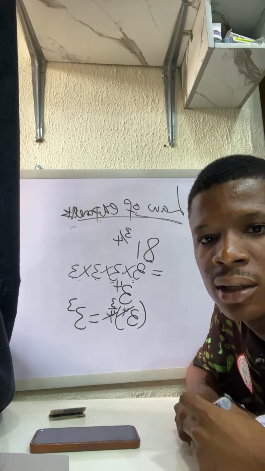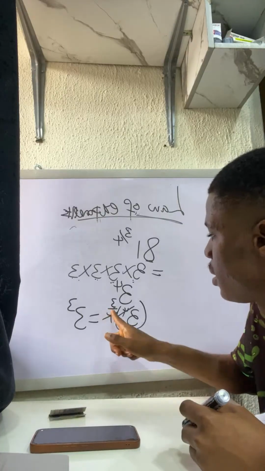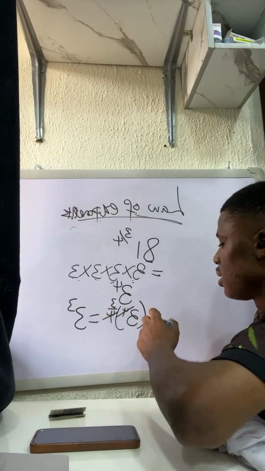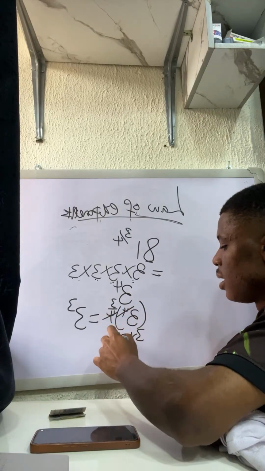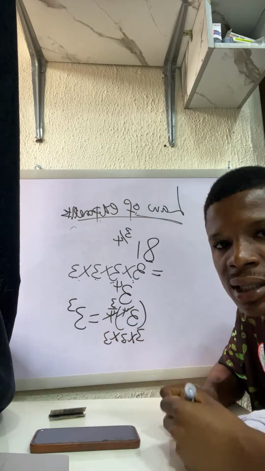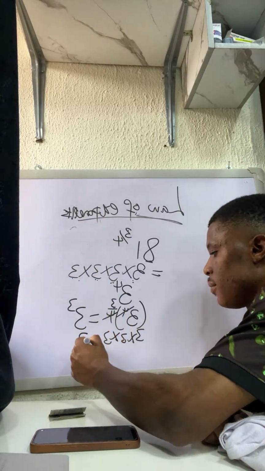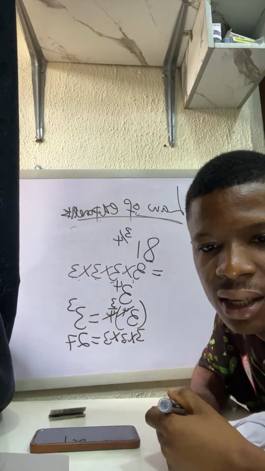So I have 3 cubed, because the 3 will be left. 3 cubed is basically 3 times 3 times 3. And 3 times 3 times 3 is basically 27. So 27 is the answer.